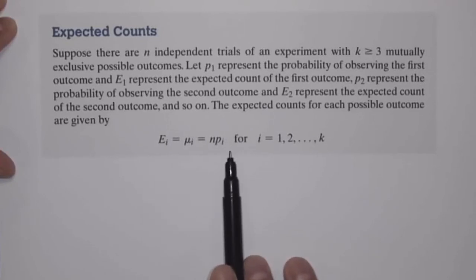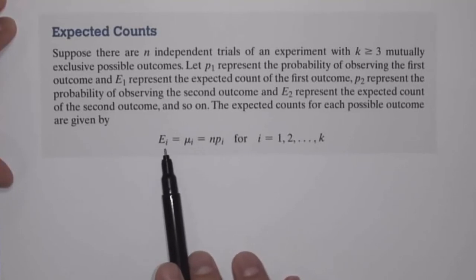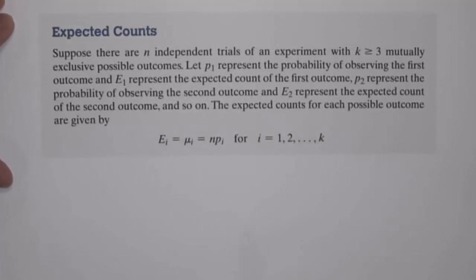But if we were rolling, say, 2 dice, then we would not have the same probability of rolling a 7 that we would have for, say, rolling a 6. And so we would have different expected values because the probabilities would be different. And we'll see this as we look at some examples.